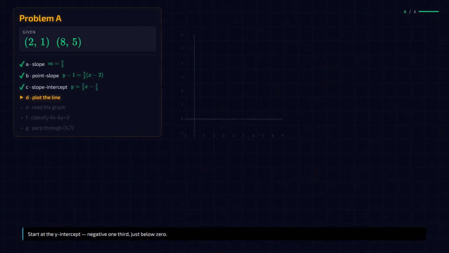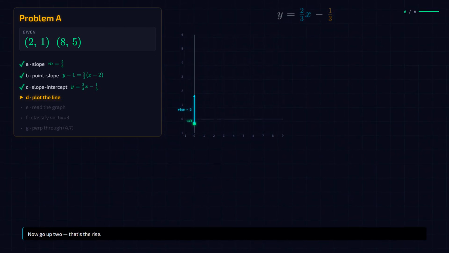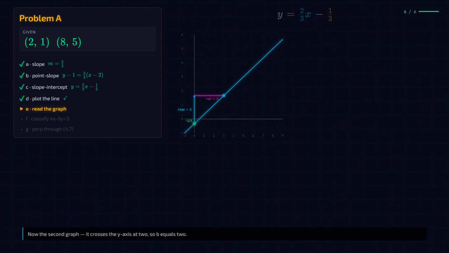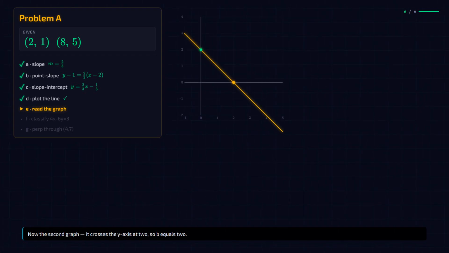Start at the y-intercept, negative 1/3, just below 0. Now go up 2, that's the rise. Then right 3, there's the second point. Draw the line, it goes right through both given points. Now the second graph, it crosses the y-axis at 2, so b equals 2.